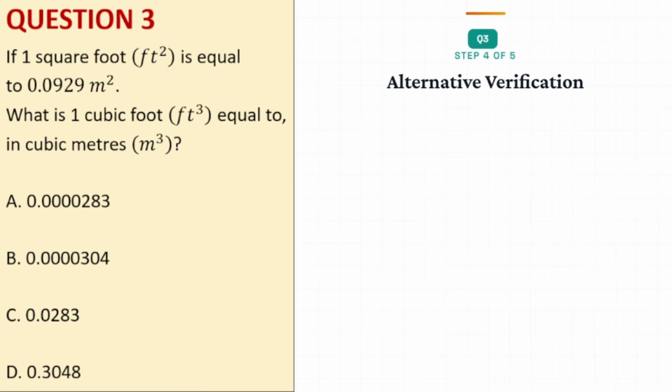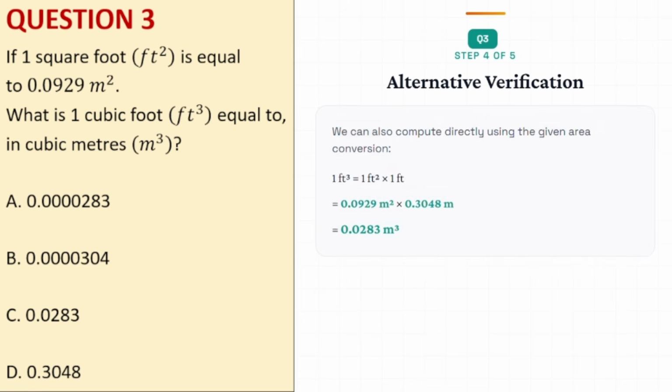Step 4. Alternative verification. We can also compute this directly using the given area conversion. 1 cubic foot equals 1 square foot times 1 foot, which equals 0.0929 square meters times 0.3048 meters. This also gives 0.0283 cubic meters. Both methods confirm the same result.